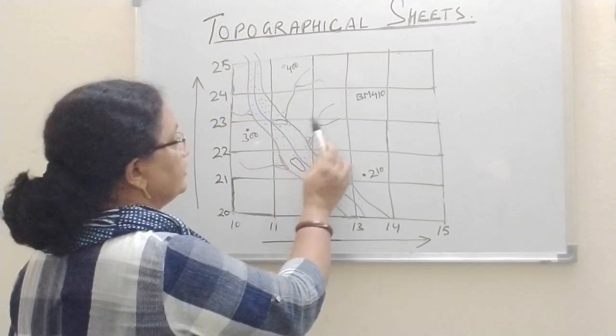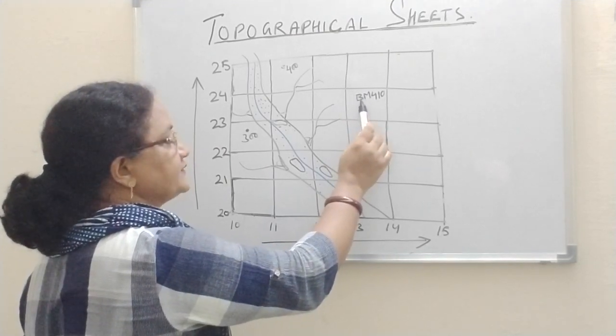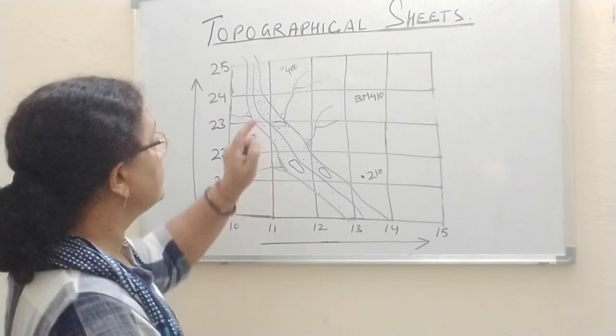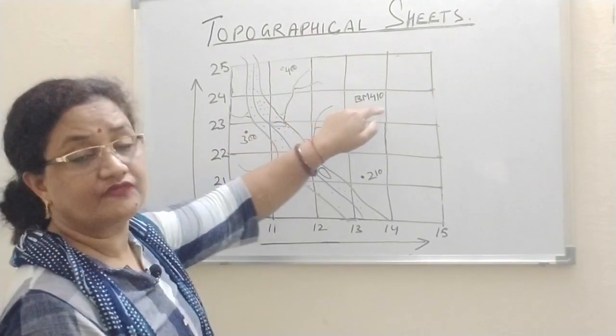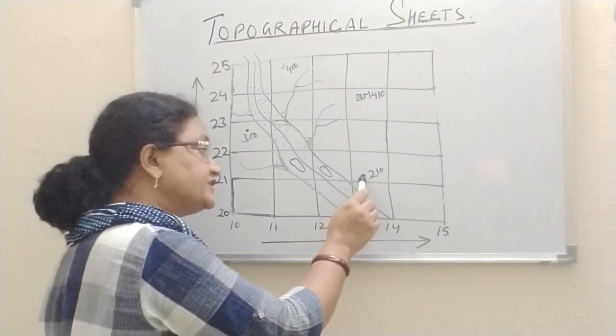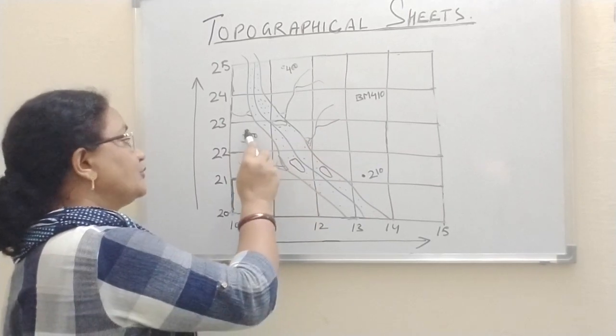Again, if you come down on the same side of the river, you will find one more height is mentioned, that is BM 410. That means it is a benchmark height of 410. Same way, one more is given here, a spot height of 210. The other side if you see, a spot height of 300.